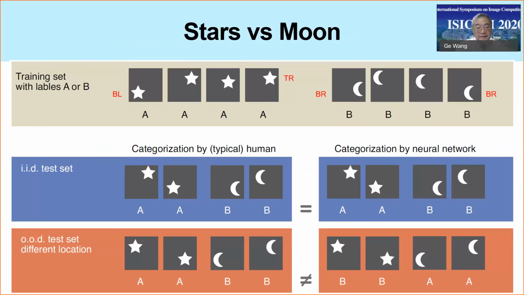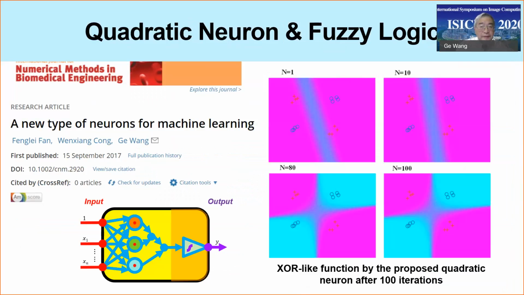So that gave us a hint. If the network architecture is too simple, that would facilitate shortcut learning. If the training data set is not diverse enough, then that will lead to shortcut learning or overfitting.